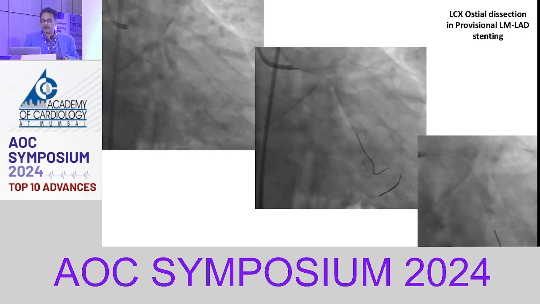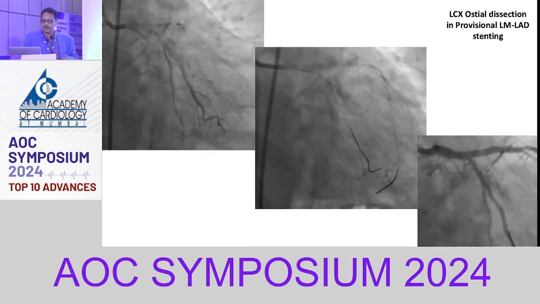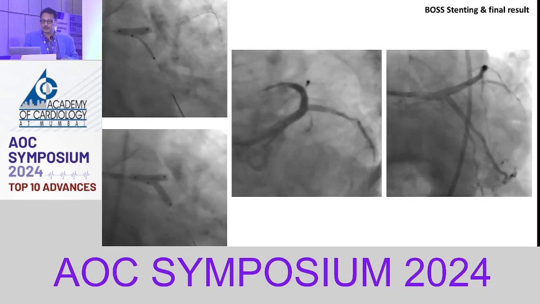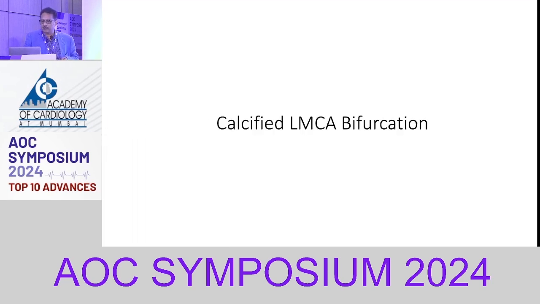Anterior MI, failed thrombolysis. We stented the left main. There was a dissection at the ostium of the circumflex. We tried to open the strut, and we had a good result.